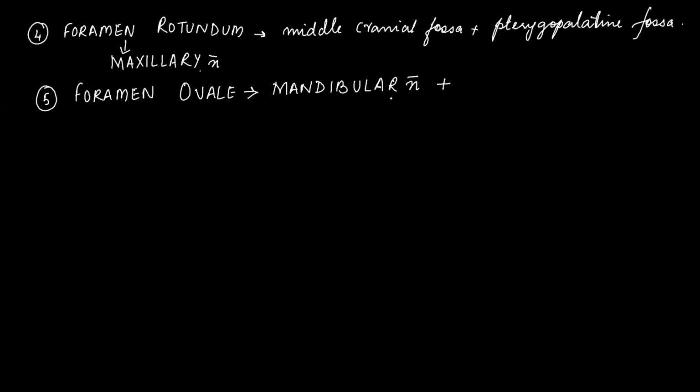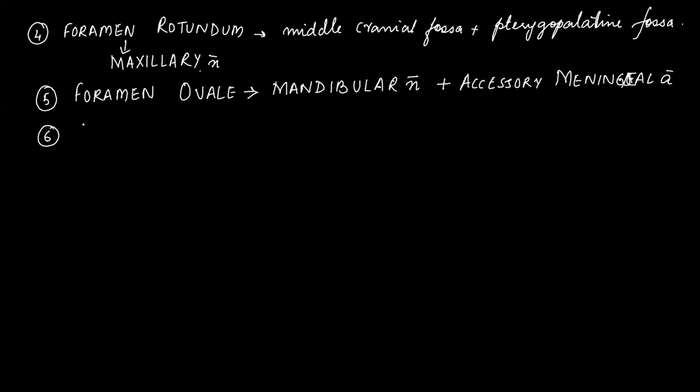Apart from mandibular nerve, we have one more nerve, one more artery that passes, that is accessory meningeal artery. Accessory meningeal artery. So these are the two structures that pass through foramen ovale. Okay, in the previous year question papers, what they have asked is the structure that passes through this particular foramen, and you have to choose among those.